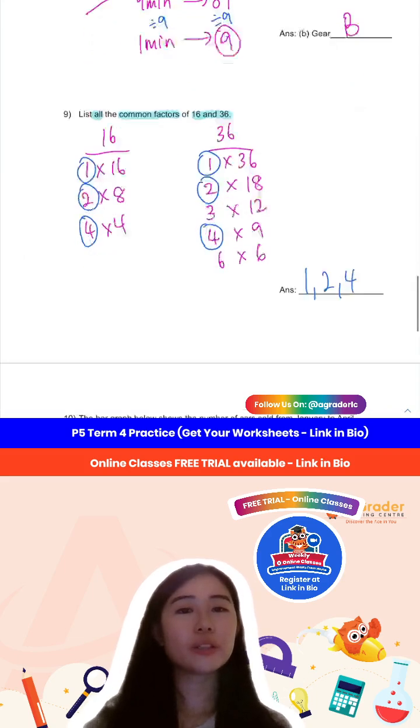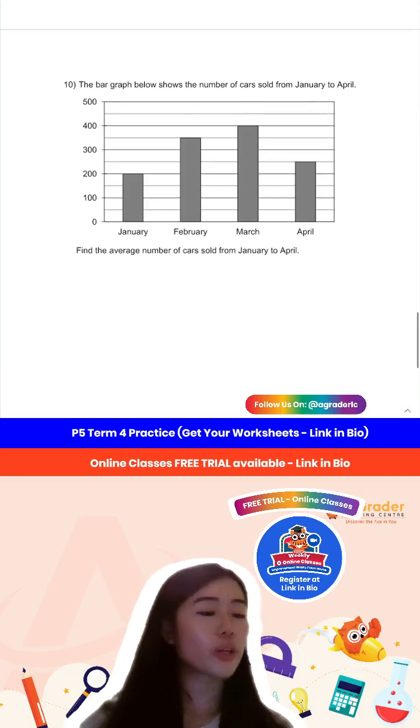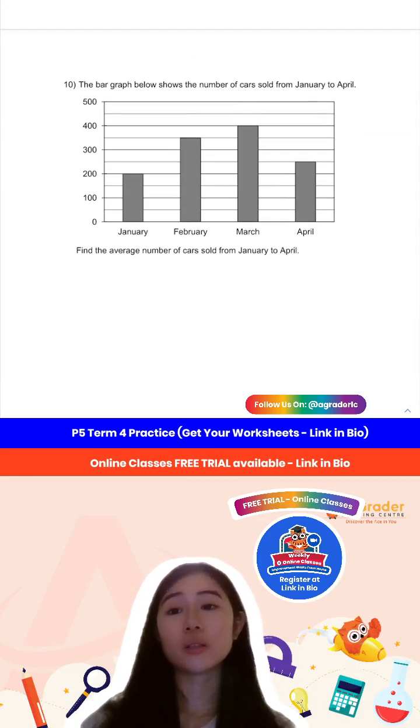Alright, shall we move on? Okay, so there's a bar graph question. If you didn't do the question beforehand, I think you will need to spend some time calculating this.